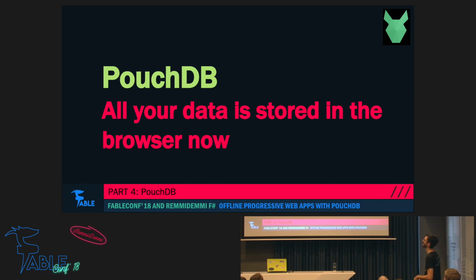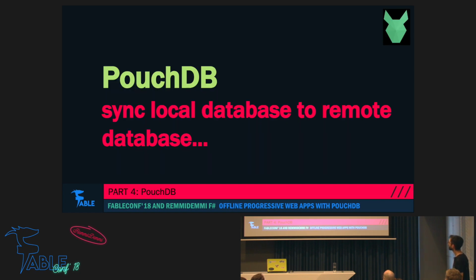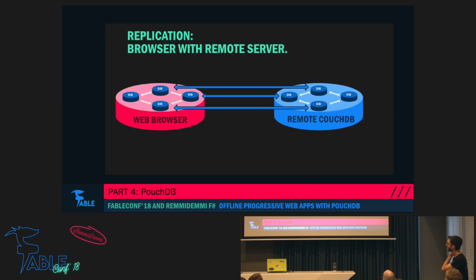So here, instead of having a CouchDB server, a CouchDB Linux box, now you get your browser, whether it be Safari, Chrome, Edge, whatever. And you've got all your little DBs very happy inside your browser. And you can do exactly the same thing. You can synchronize data between the web browser and remote CouchDB.